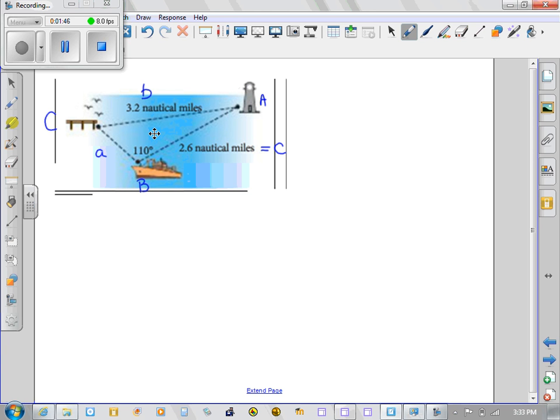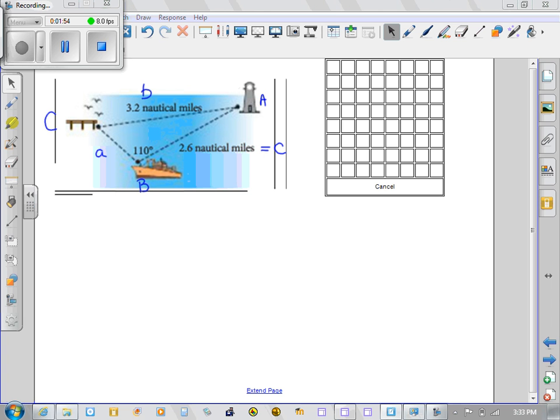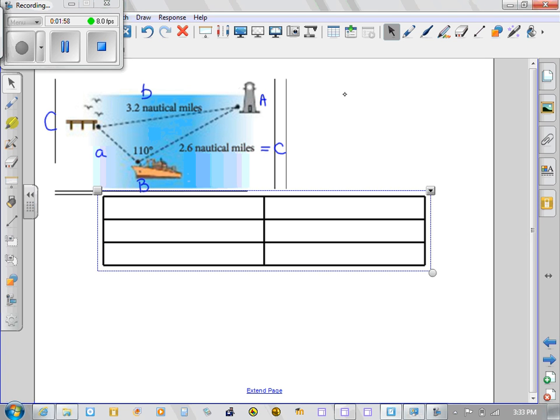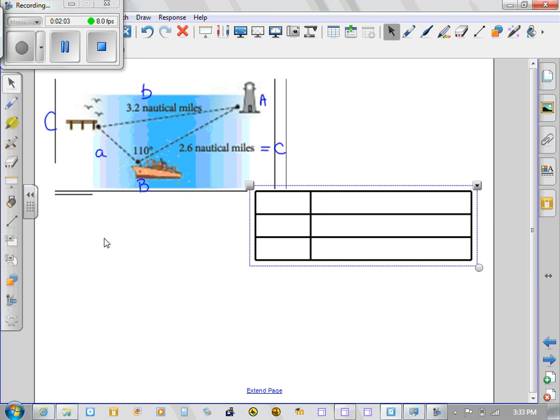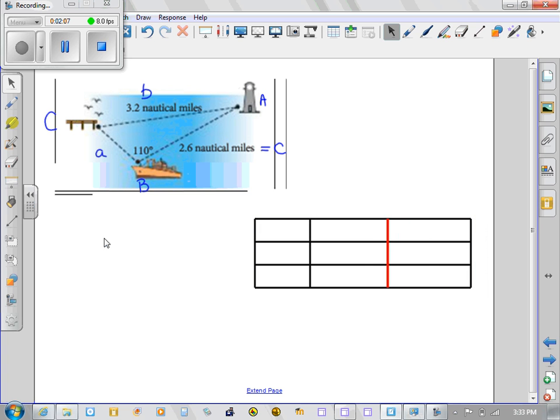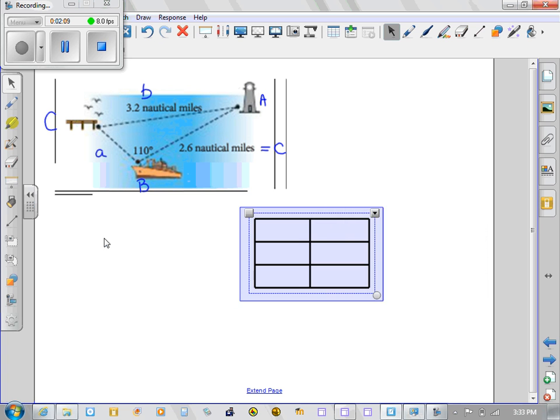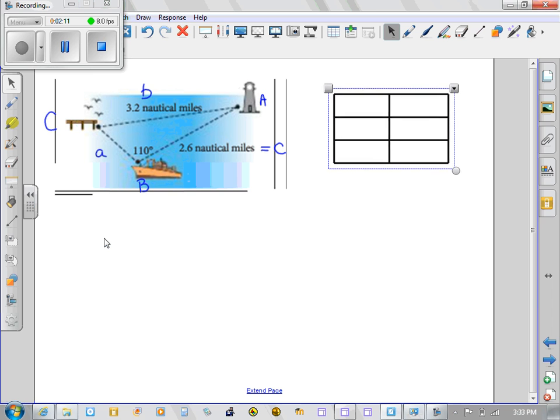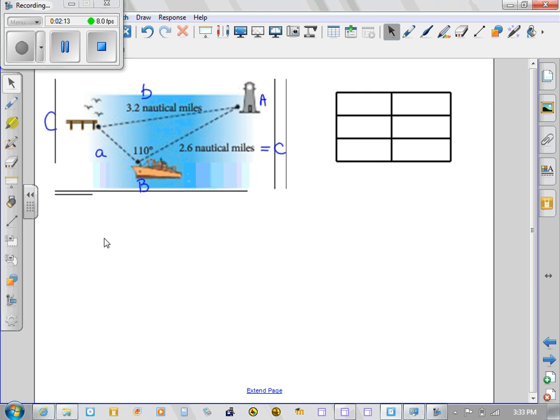Okay? So remember how we would take inventory of all the measurements that we have. I'm going to create a table which is going to take care of all the measurements that we have. I'm just going to resize this table and move it around a little bit. I suggest that you make your own table as well. And in that table, we're going to take inventory of the information we have.